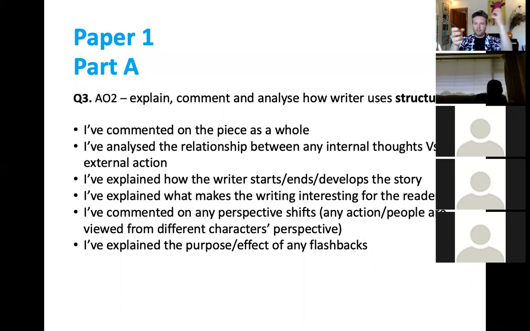So just link that internal thoughts, especially if it's first person narration, to what else is happening in the outside world. Explain also how the writer starts, ends, and develops the story. It might be a complete short story you get or an extract, but there should be some sort of disruption somewhere. So mention that as part of the structure. We'll go on to plot later on when we're talking about narrative writing, but that is a fundamental part of any development of a narrative or a story. It's in 3 parts: the beginning, the middle, and end.